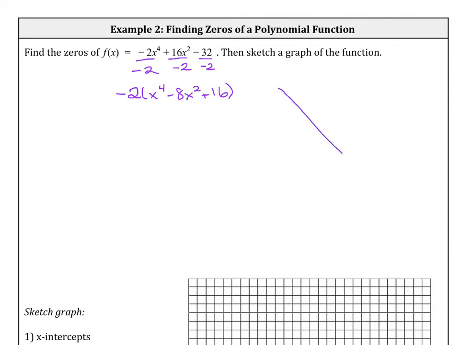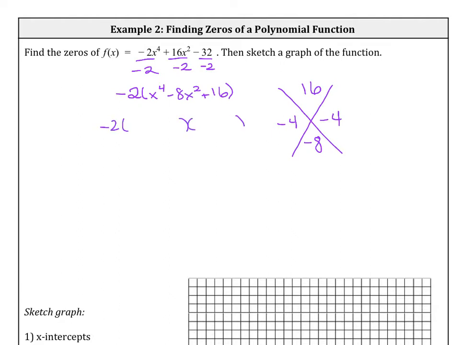So then let's factor. Let's factor using the x method. So what multiplies to 16 that adds to negative 8? Well, that's negative 4 and negative 4. So negative 4 times negative 4 is 16. Negative 4 plus negative 4 is negative 8.